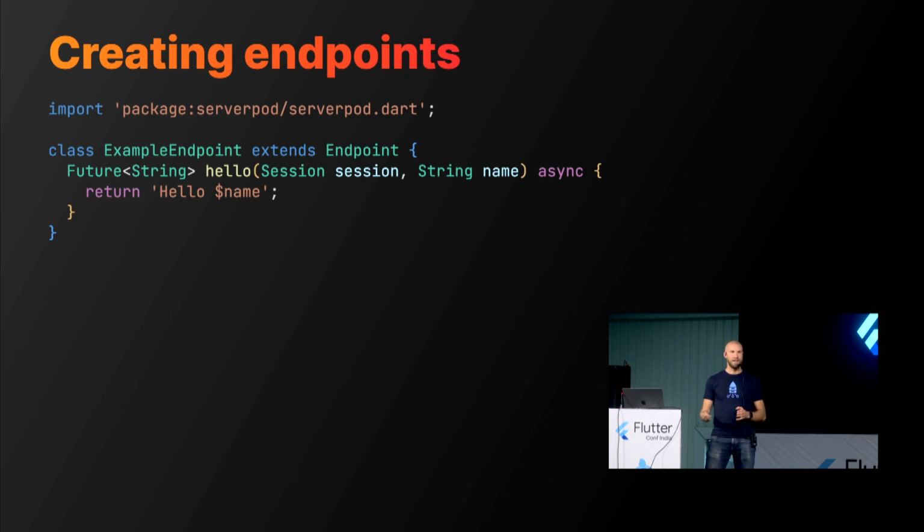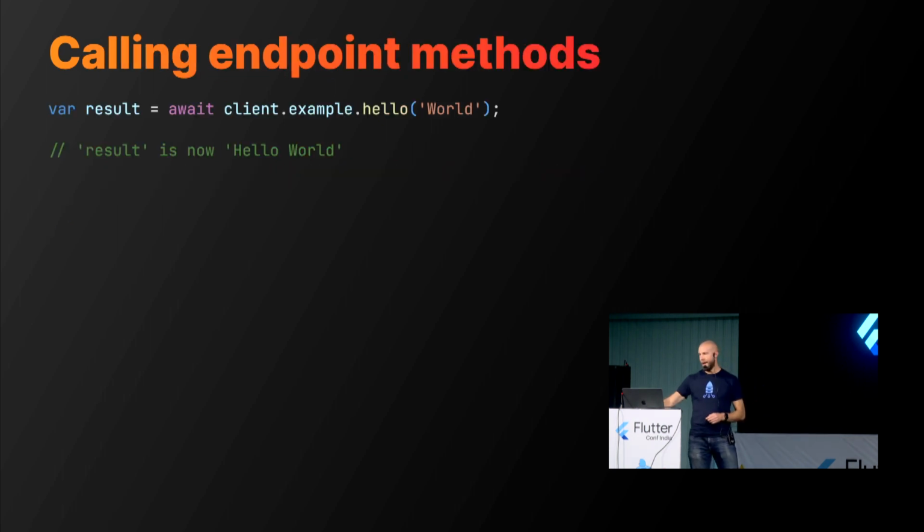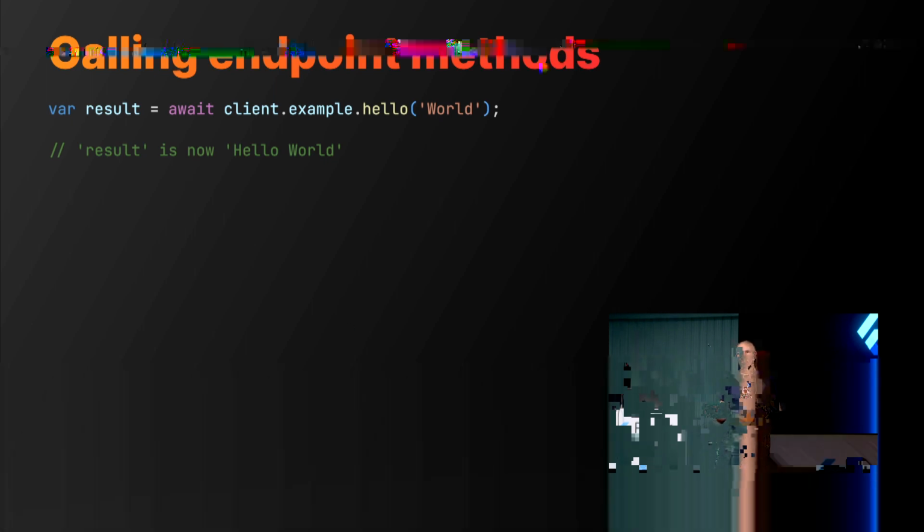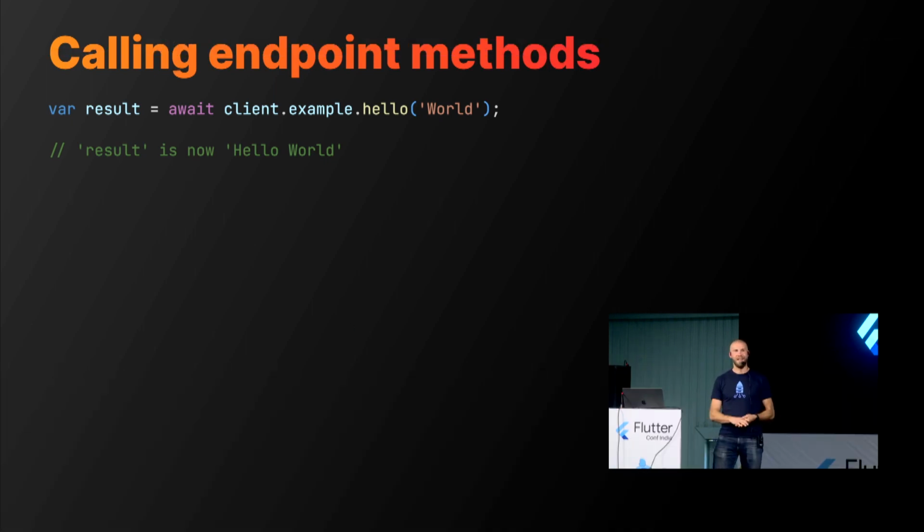And to call this from your Flutter app, you just need to have access to the client library, and then you can do client.example.hello, and then you pass in the string, and just await it, and you get the result, which now will be hello world. That's how easy it is to connect to your server from the client. You can just add more endpoints.